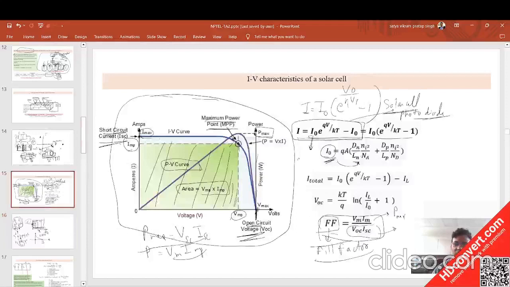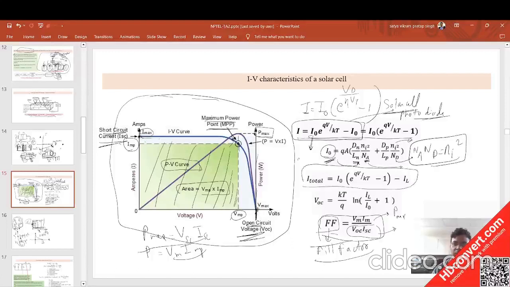What is this Ln? Na is the acceptor ions, Nd is the donor ions, and Ni is the intrinsic concentration. You note that during the combination, NaNd is equal to Ni square. From that it came. So what will be the I total?